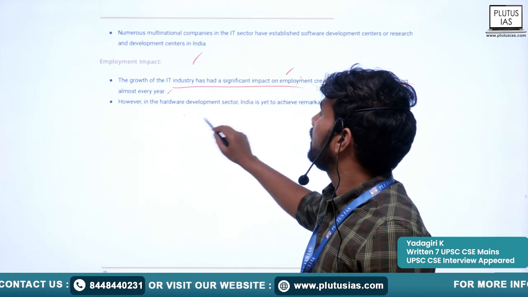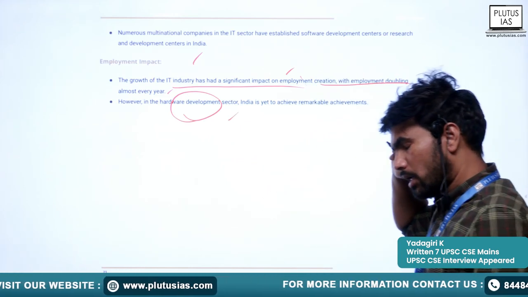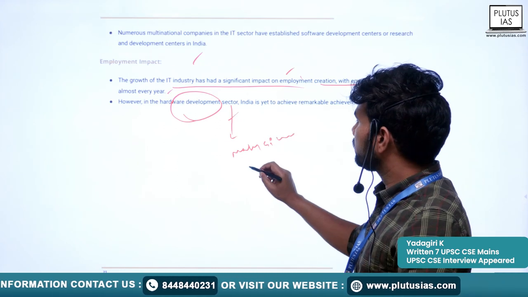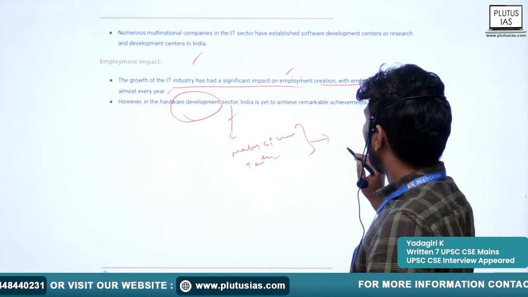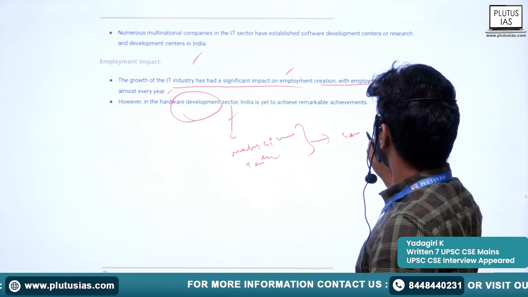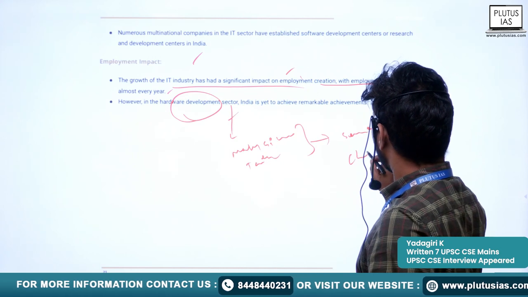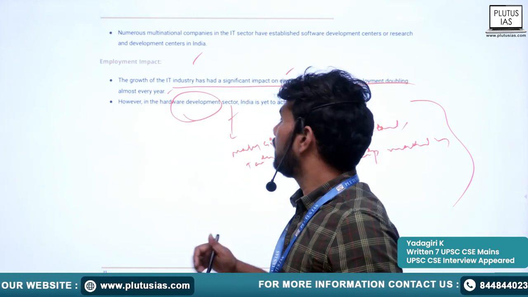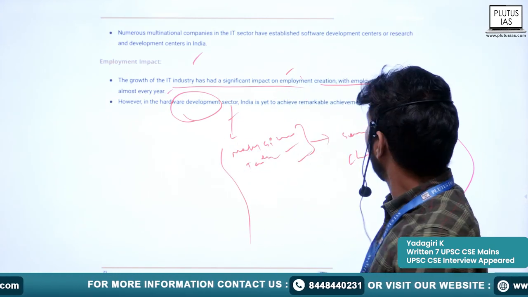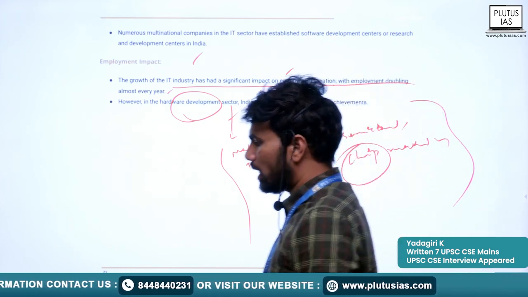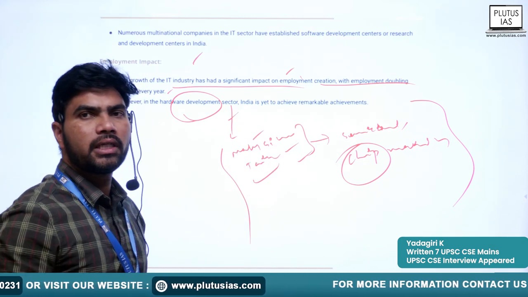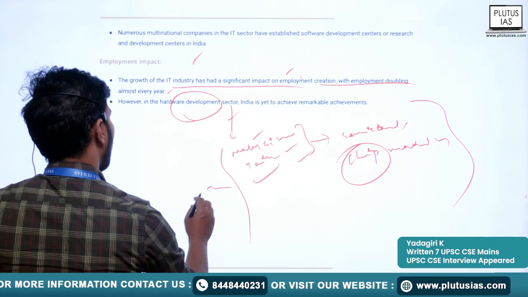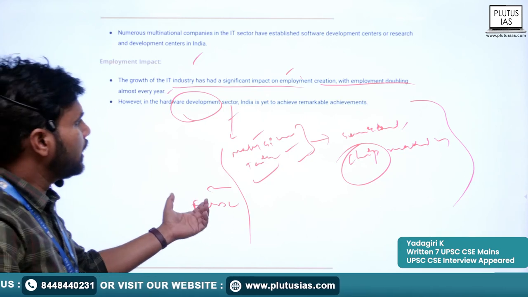Employment impact, if we see, the growth of the IT industry has had a significant impact on employment creation, with employment doubling almost every year. However, in the hardware development sector, India is yet to achieve remarkable success. If we see the hardware sector, countries like Malaysia, Indonesia and Taiwan have achieved milestones in the hardware industry, especially in semiconductors and chip making. So we can say, even though we have achieved good success in software services, in the hardware sector we are lagging, especially in the semiconductor industry. To be specific, in chip fabrication we are lagging behind. Countries like Malaysia and Taiwan have gained a lot of expertise, and they are the market leaders when it comes to chip fabrication. So we also have to focus on this area to achieve further growth in the sector, right?